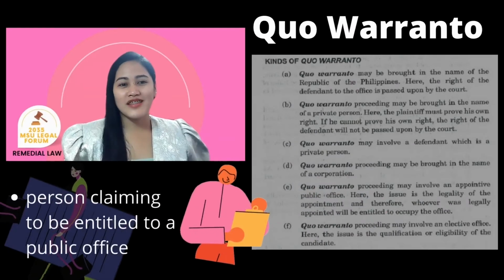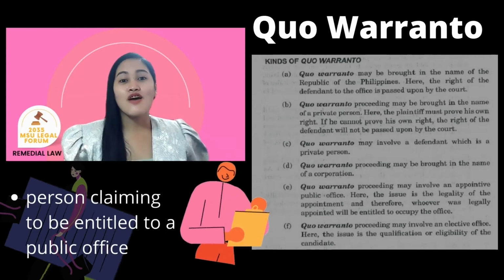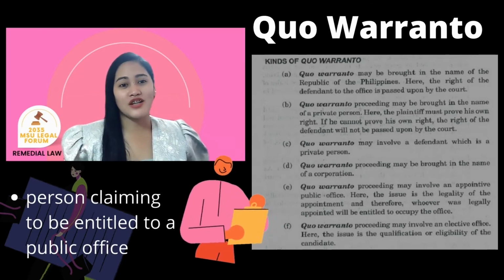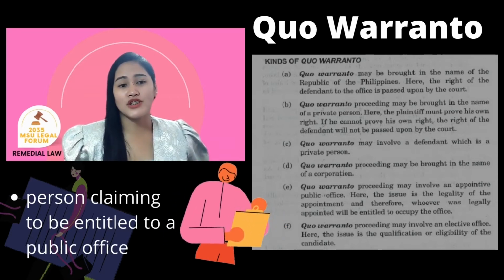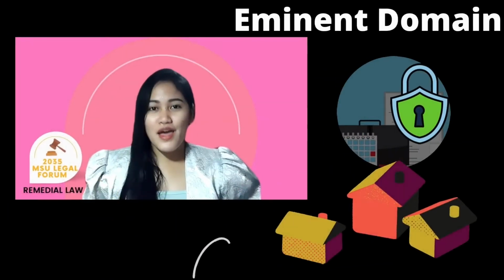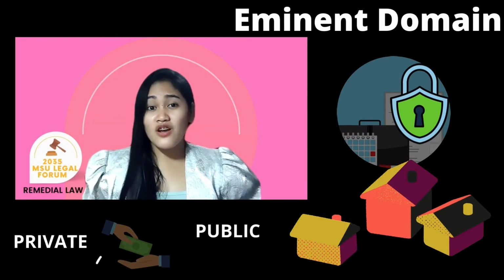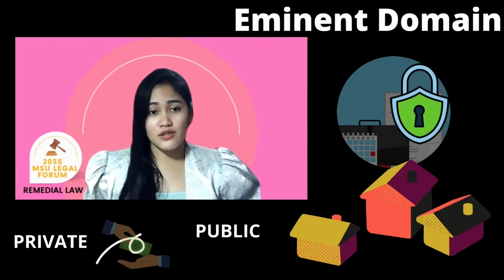Quo warranto. It is also a special civil action whereby a person claiming to be entitled to a public office or position files an action against a usurper, challenging the authority of the latter in holding said public office or position. And here are the kinds of quo warranto. Eminent domain. It is the right of the state or any duly authorized entity to take private property for public use or purpose, provided just compensation is given and due process is observed.